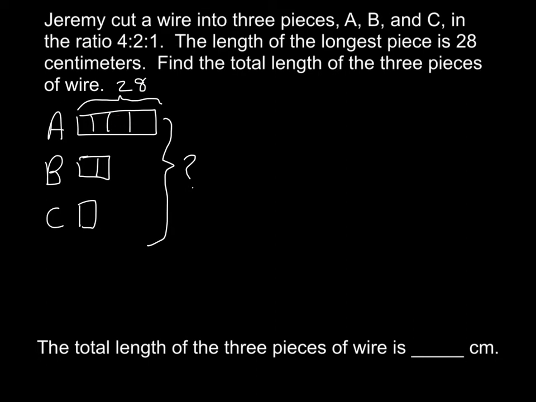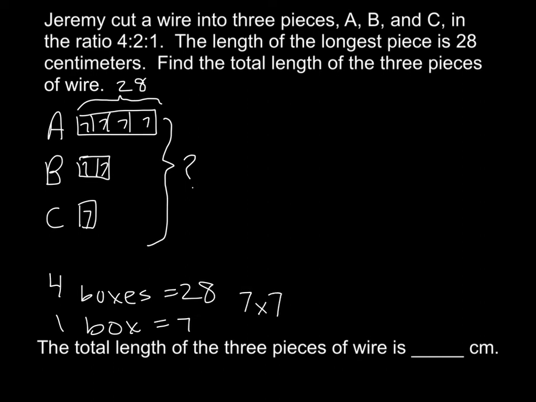So if I have 4 boxes equal to 28, then I can divide 28 by 4 to find out that one box equals 7. And if I put 7 in each box, I see that I've got 4, 5, 6, 7 boxes. And so 7 times 7 gives me a total of 49. So my question mark is 49 centimeters.